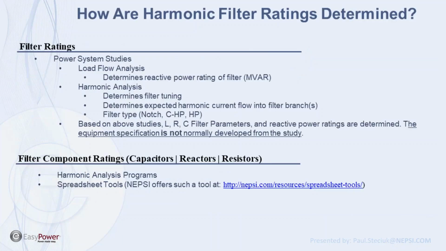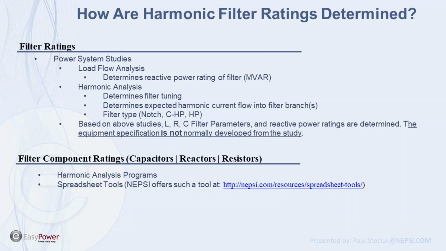So how do the filter ratings get determined? The reactive power is typically determined based upon a load flow analysis. You've done a load flow analysis and you have determined that you need a certain amount of reactive power. That forms a key basis for determining the reactive power rating of the filter. The other thing to think about is if you have a multi-tuned filter, and I'm jumping ahead a little bit, you have to partition the reactive power across multiple tuning points, based upon the harmonic current that is expected to flow into that filter.